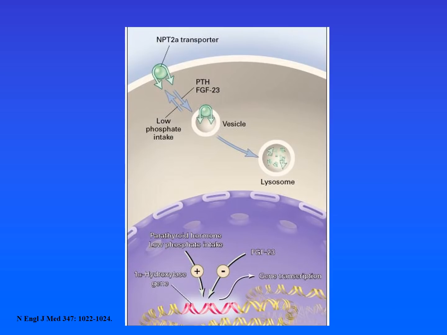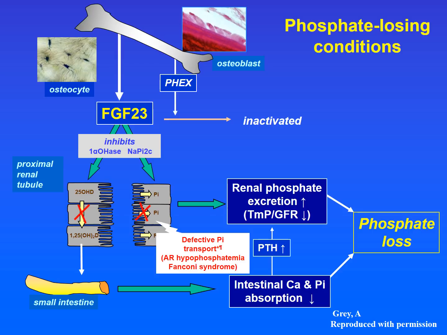That just shows schematically that the expression of these sodium phosphate transporters in the renal tubule is regulated by PTH to some extent, but more powerfully by FGF23. So when one thinks about phosphate losing conditions, you can think that the major players that we've talked about, PTH, 1,25-dihydroxyvitamin D and FGF23, will be involved.